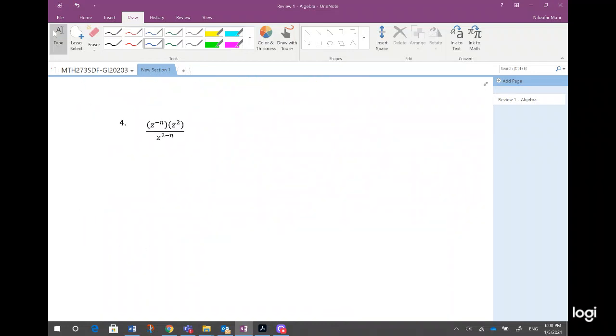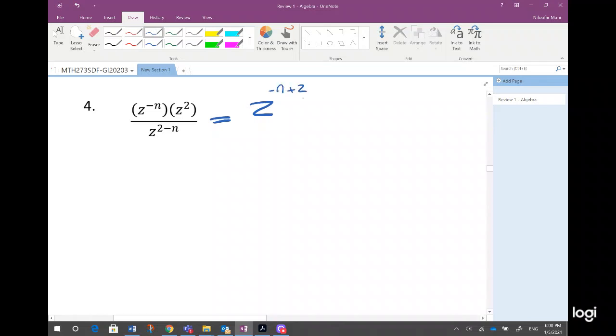Z to the power minus N. So I can zoom in. So it is Z to the power minus N plus 2 divided by Z to the power 2 minus N. If you pay attention, top and bottom are the same, so the answer is 1. Because minus N plus 2 and 2 minus N are the same.